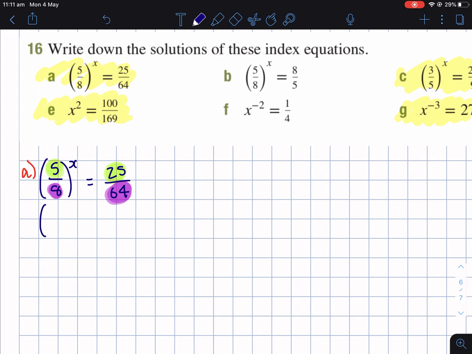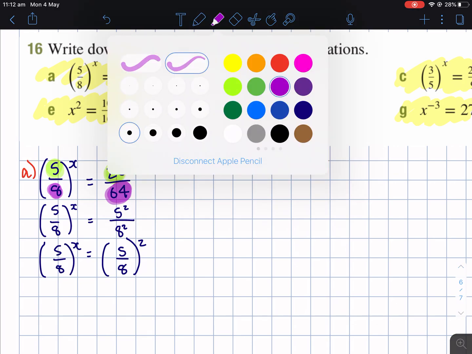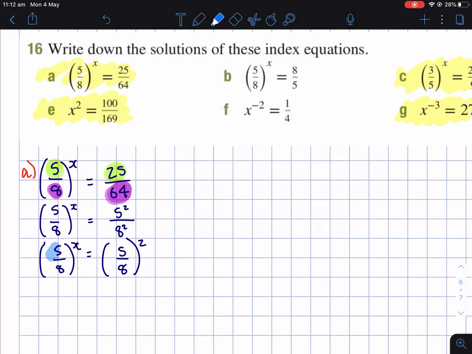So what I mean is, if I've got (5/8)^x, well, 25 is the same as 5 squared, isn't it? 64 is the same as 8 squared, which means this is 5 over 8, if both of them were squared, so I can just make it squared like that. (5/8)^x. Now we've got the same bases. It means we can equate indices. x equals 2. But you can only do that once you've got the same bases, which is why we had to go through that.